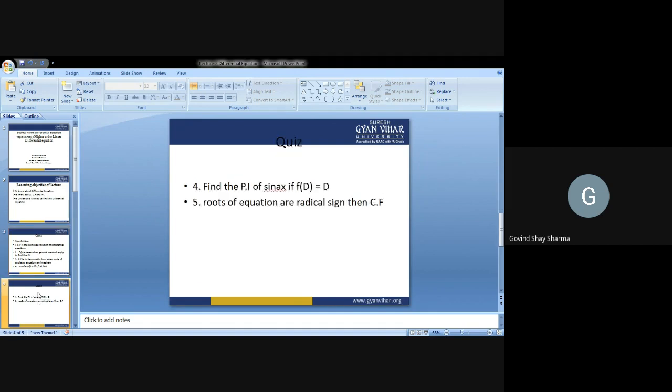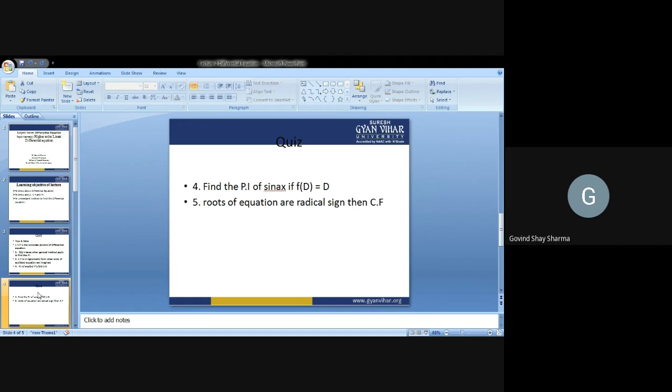Find the PI of sin ax if f(D) is equal to D. Simple. So the function is D, then we know PI is equal to 1 upon D sin ax. And 1 upon D means integration of the function. Then sin ax integrated with respect to x, we find minus cos ax upon a. So the PI of this sin ax becomes minus cos ax upon a.